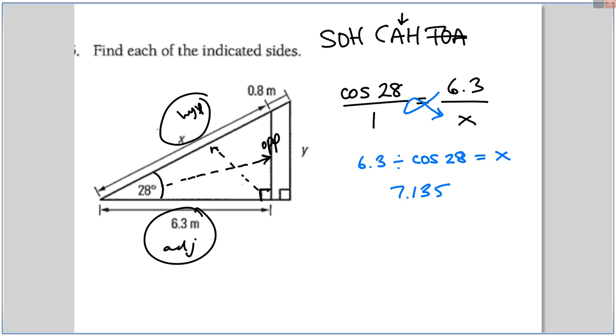7.135. Okay, so now that we got X, we can add on the 0.8. That gives us our hype, the big hype, the new hype, from there to there. That's the hype I'm referring to. So add 0.8 on there, it's 7.935.